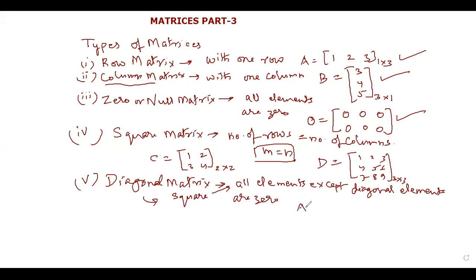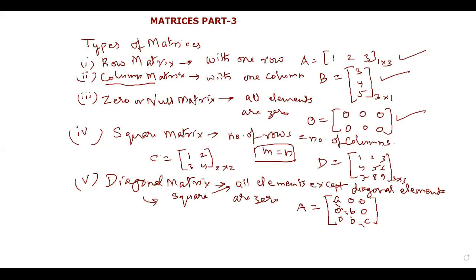So we can say, suppose A is a matrix of 3 by 3. So A 0 0, 0 B 0, 0 0 C. This is a diagonal, as I told you. These are three diagonal elements. So all other elements are zero except diagonal elements. Okay. Then we have scalar matrix.